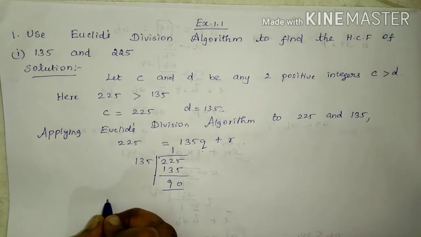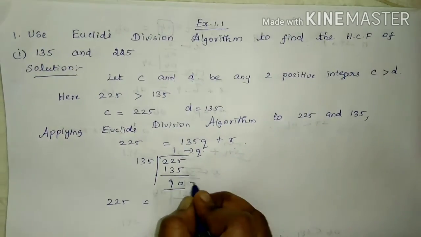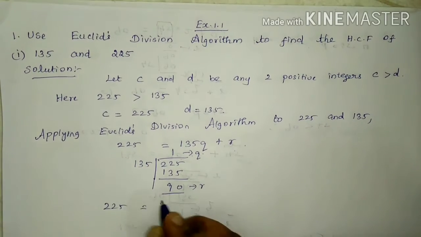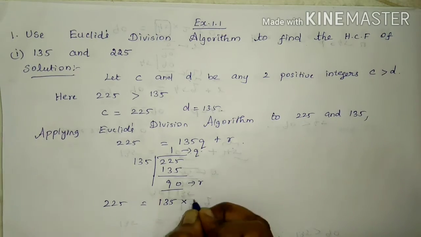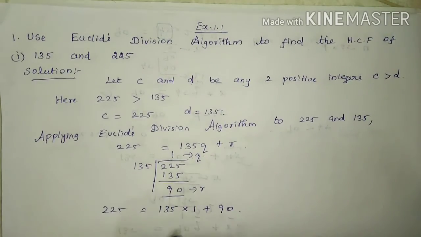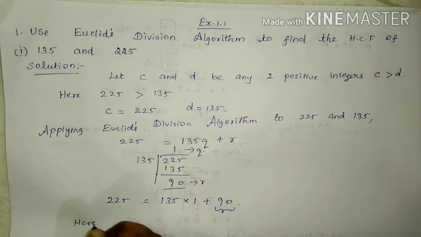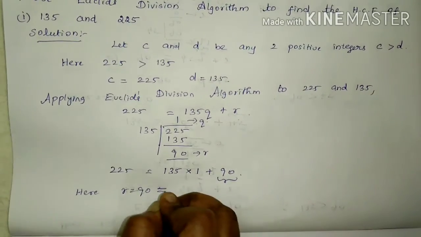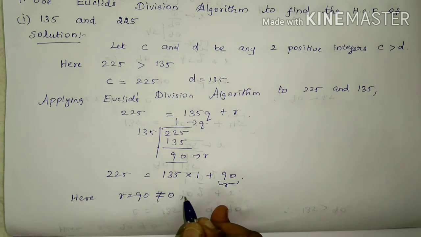Okay, so we can write the equation as 225. This is the value of Q and this is the value of R, remainder R. So substituting these values of Q and R in this equation, 225 equal to 135 into Q value 1 plus the remainder value is 90. Here our R value is 90, which is not equal to 0.